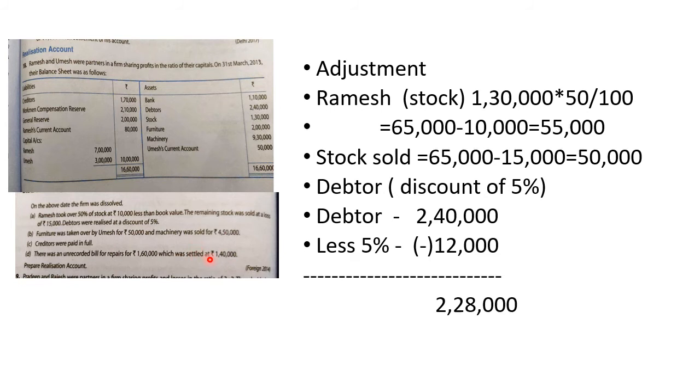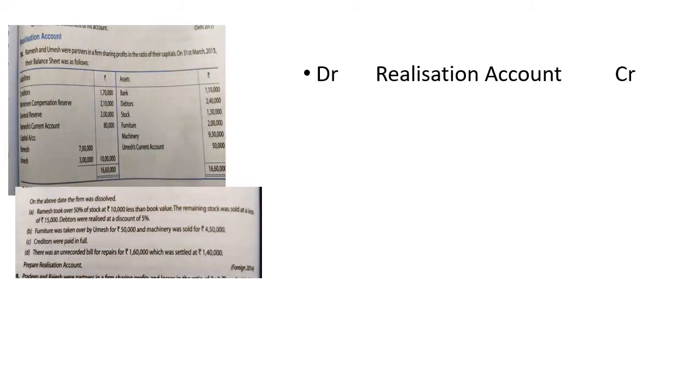This will be recorded as rupees 1,40,000 in the debit side of the realization account. No expenses are given, so there will not be record of expenses. Okay. Now let's see how to solve the question here. Now let's prepare the realization account.